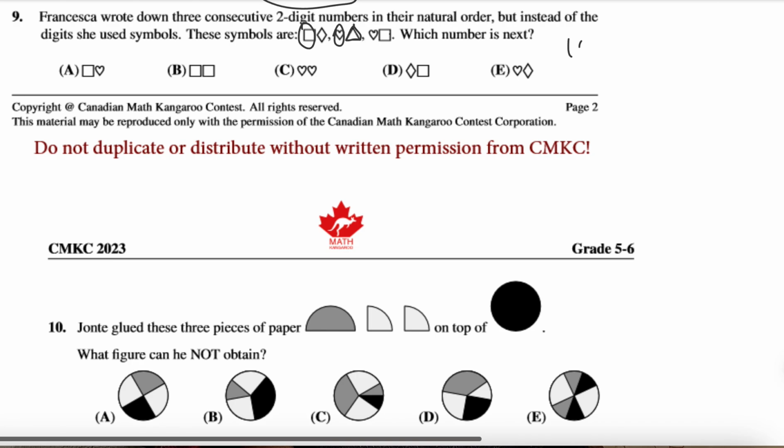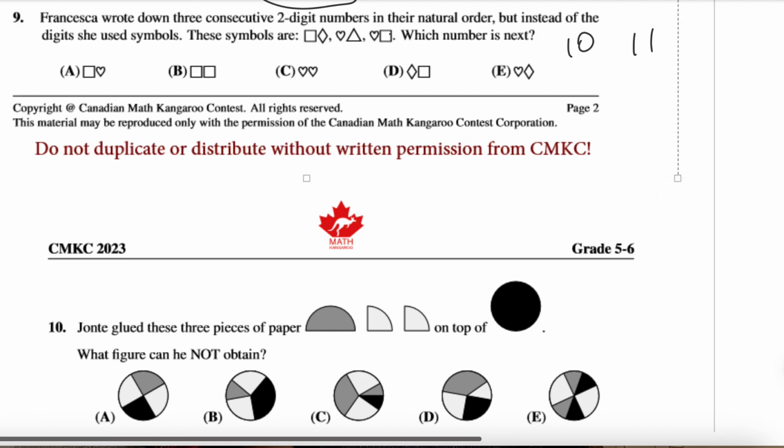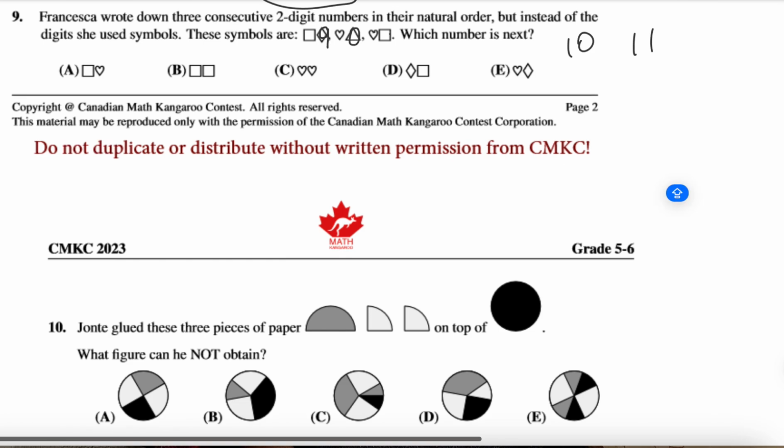But if you're counting consecutively, the tens digits should be the same, except when this one's a 9 and this one's a 10, because then you would be skipping the tens digit. So this one we know is a 9. This one's a 0 and this one's a 1. So now, this one and this one should be the same because they're both the same symbol, the square. This one should be 19.